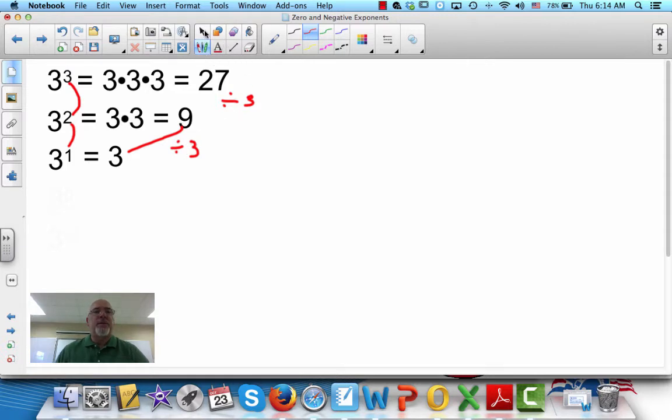So each time that you go down, you divide by 3. So what if the next number was 3 to the 0? Then what would 3 to the 0 be equal to? Well, going along the same method that we've been doing, 27 divided by 3 is 9. 9 divided by 3 is 3. Then 3 divided by 3 would be 1. So 3 to the 0 is equal to 1.